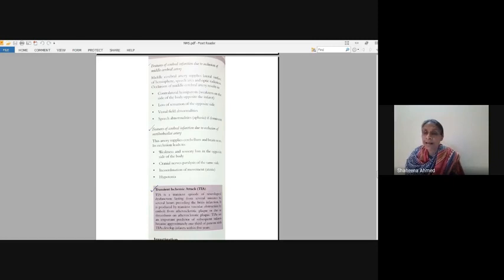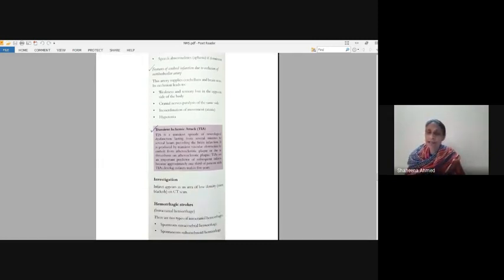Now, let's see the features of cerebral infarction due to occlusion of the middle cerebral artery. The middle cerebral artery supplies the lateral surface of the hemisphere, speech areas, and the optic radiation. Just keep it in mind: lateral, optic radiation, and the speech area. So you will see contralateral hemiparesis, weakness of the opposite side, loss of sensation of the opposite side, visual field abnormalities, and speech abnormalities.